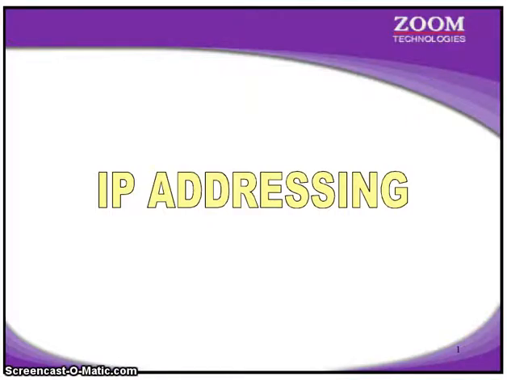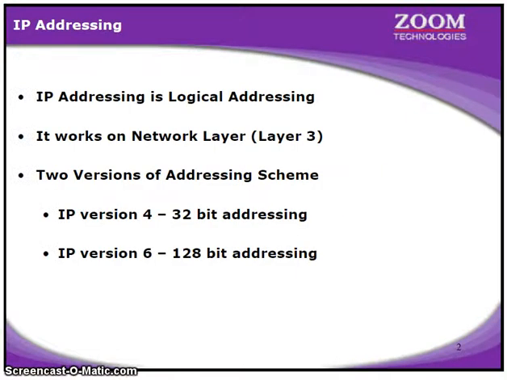Today we will discuss IP addressing. IP addressing is a logical addressing. It works on the network layer, that is the third layer of the OSI model. It is distinguished into two parts, that is IPv4 and IPv6. IPv4 consists of 32-bit addressing. IPv6 has 128-bit addressing.